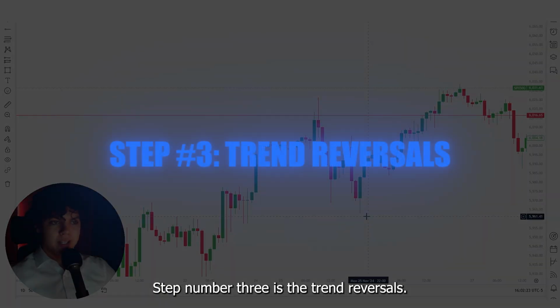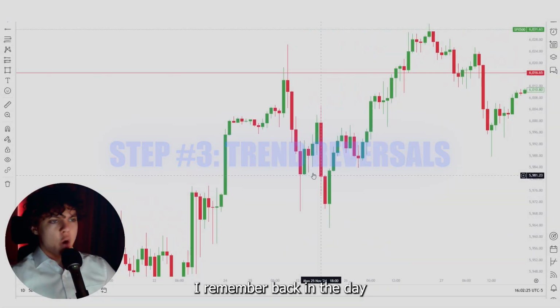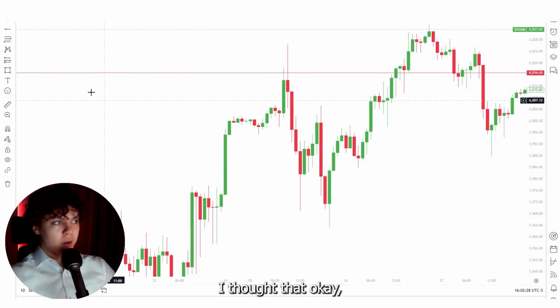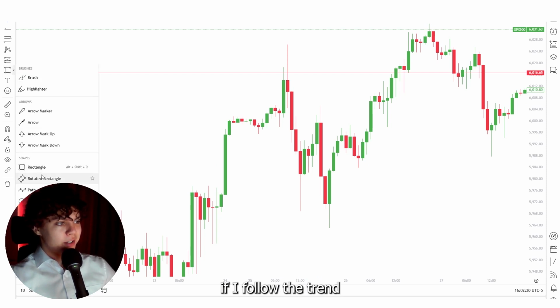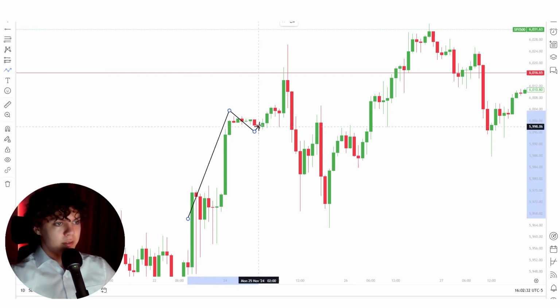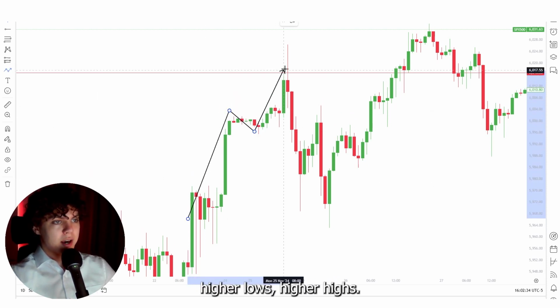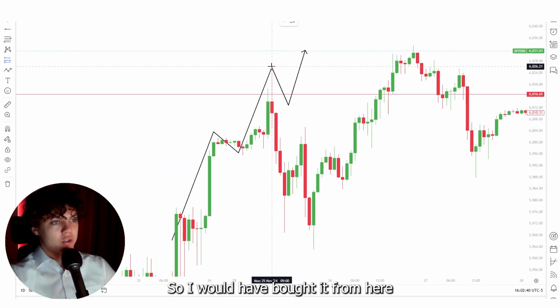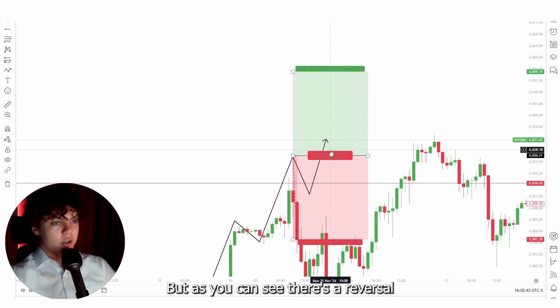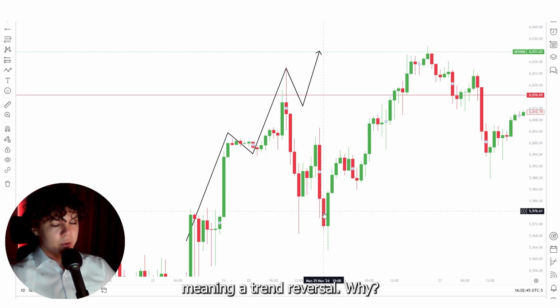Step number 3 is trend reversals. I remember back in the day when I was unprofitable, I thought, okay, if I follow the trend to the upside right here, like this, this is our higher highs, higher lows, higher highs, it will probably continue up from here, so I would have a buy from here to target here, but as you can see, there's a reversal, meaning trend reversal.